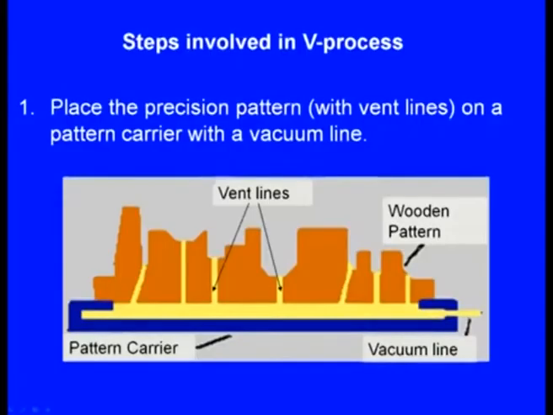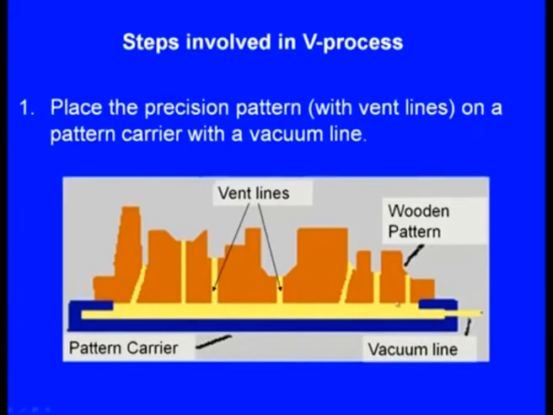Now, what are the steps involved in the V process? First step is to place the precision pattern with the vent lines on a pattern carrier with a vacuum line. Here a wooden pattern is used. On this pattern there will be several vent lines. Here you can see this is one vent line, this is another vent line, and likewise there are several vent lines. All these vent lines are connected to the vacuum line. So, this is the vacuum line.